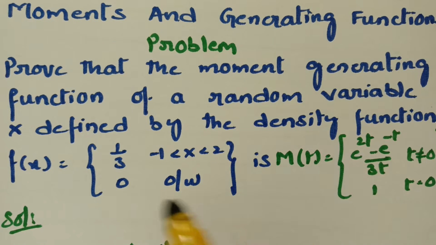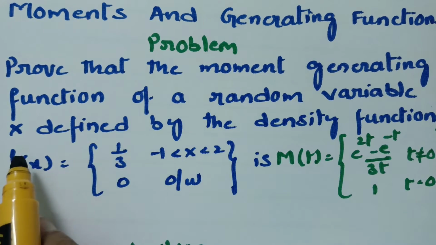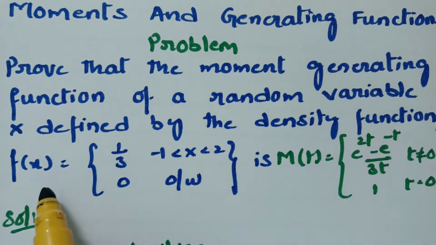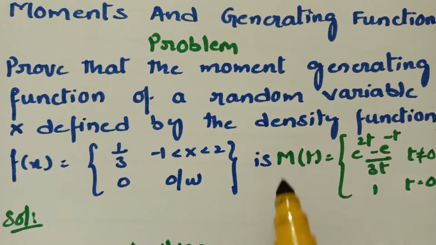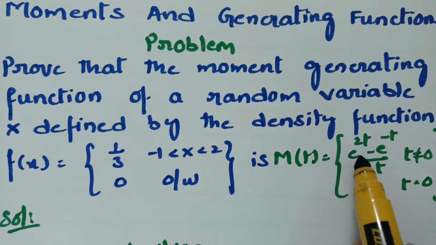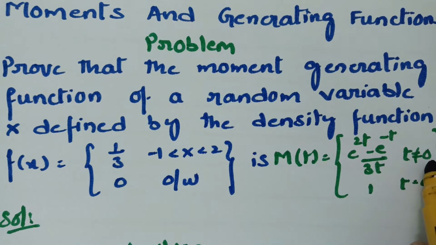So the problem today is: prove that the moment generating function of a random variable x defined by the density function f of x equal to 1 by 3 when x lies between minus 1 and 2, and 0 otherwise, is M of t equal to (e power 2t minus e power minus t) by 3t when t is not equal to 0, and 1 if t is equal to 0.